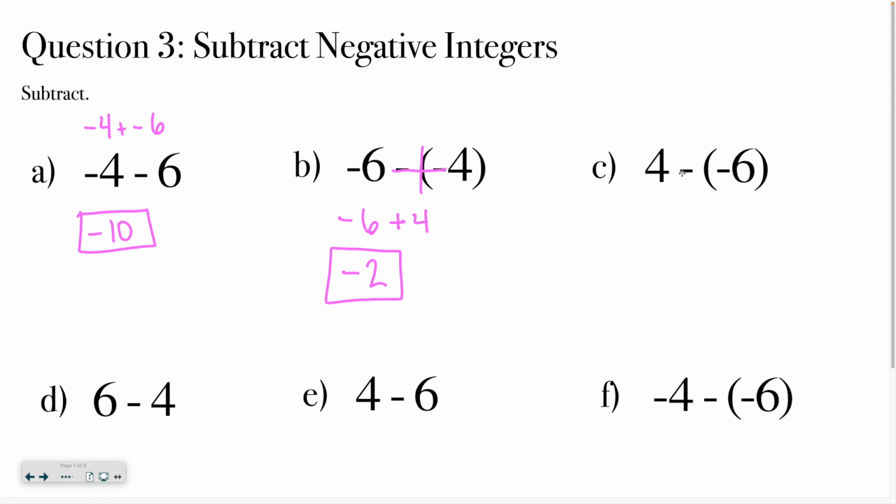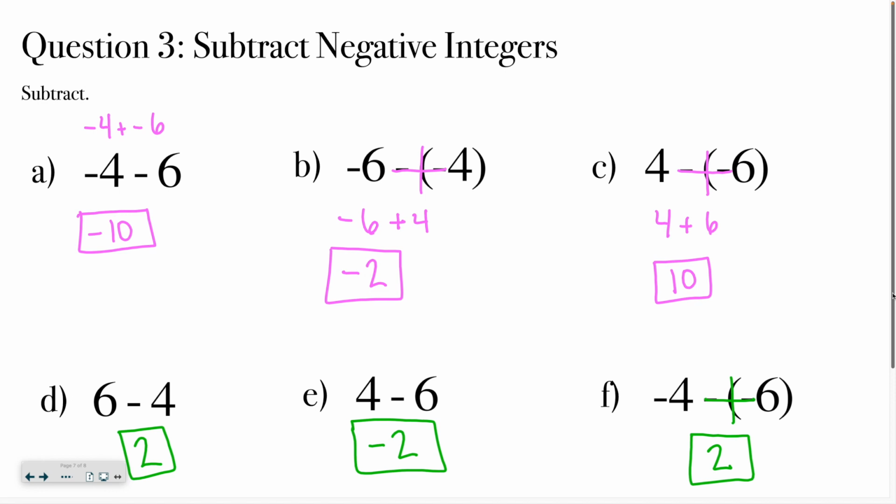Letter C, again, I have minus a negative, so I can put those together, and I'm left with 4 plus 6, which is just 2 positive numbers being added together. That becomes 10. Okay, so now take a moment, solve D, E, and F, and then you'll have a chance to check your answers with mine. Good luck.